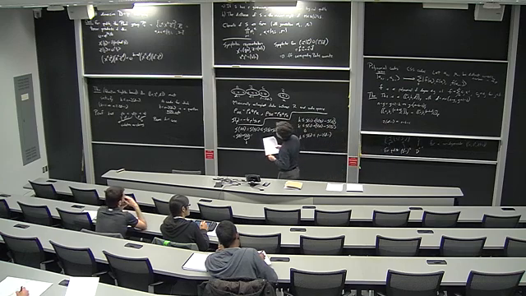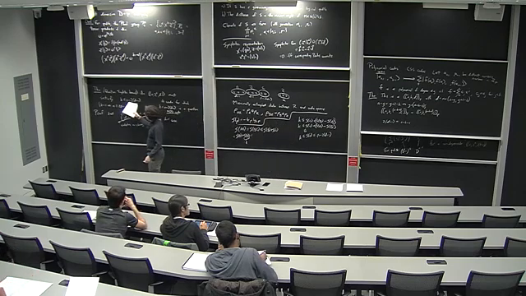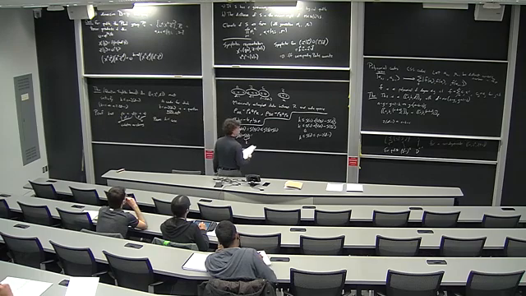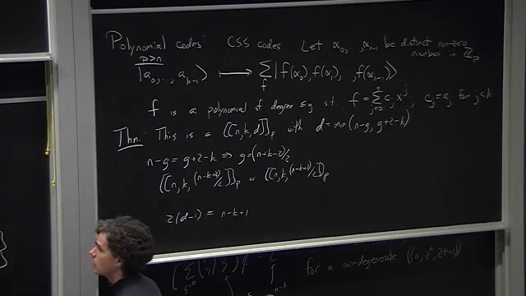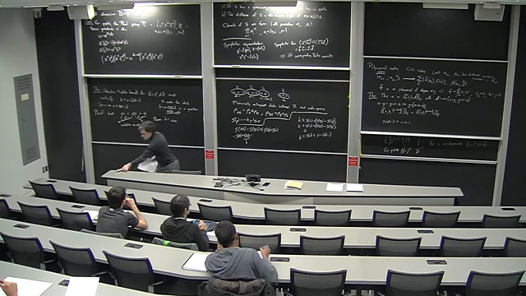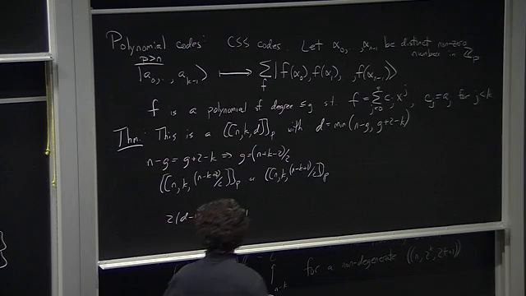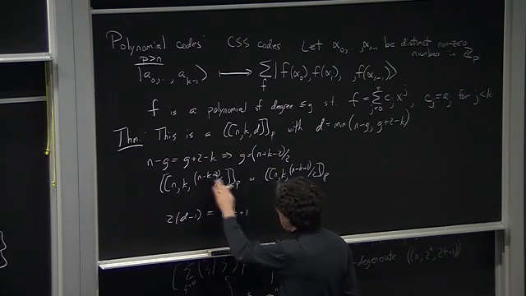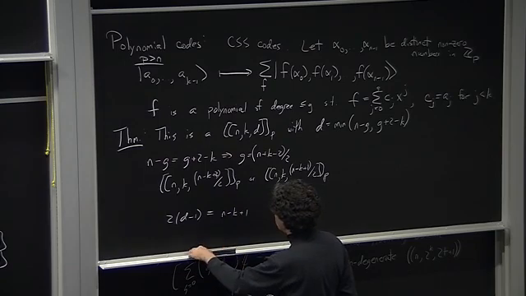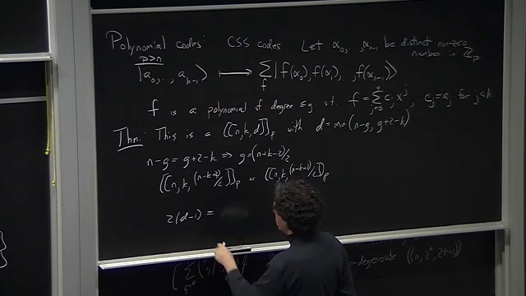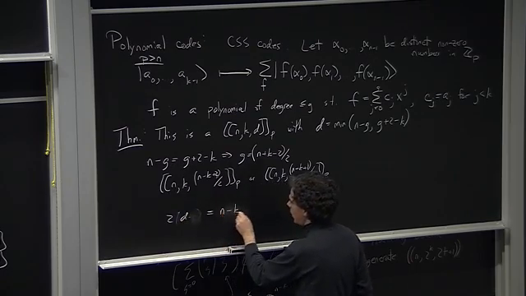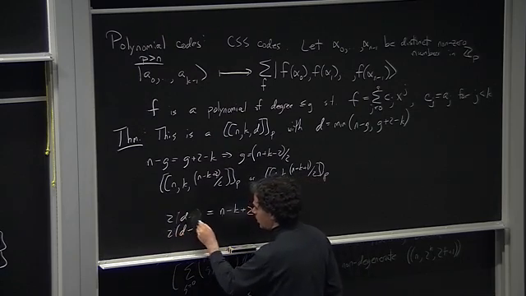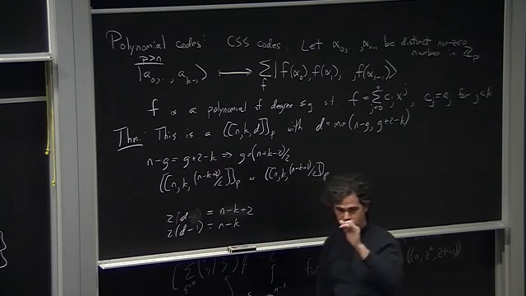So, where is it? Here. So n minus k is, sorry, this is 2 times d. Let me try this again. 2 times d is n minus k plus 2. And so 2 times d minus 1 is this minus 2, which is n minus k. Sorry, now I got it right.